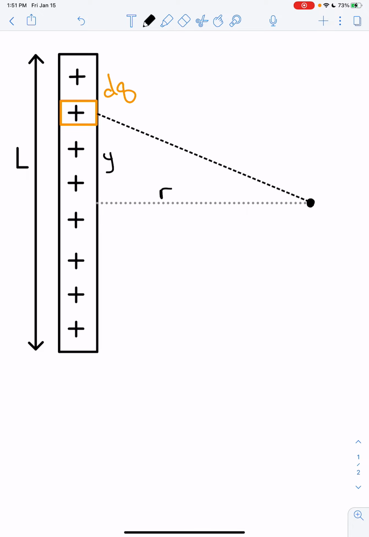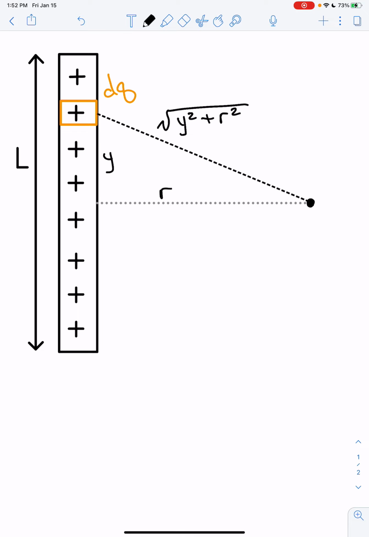And from that, we're going to know that the distance between our dq and our point is going to be given by, well, d is a bit confusing because we use it in calculus, but we have some sort of distance that's going to be the square root of y squared plus r squared. And that gives us the distance between this point of interest and our dq.